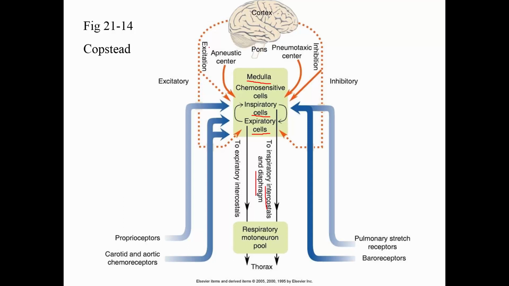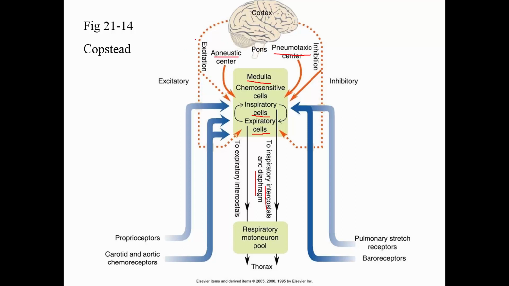We also have some pontine nuclei, and that would be the apneustic center and the pneumotaxic center that influence respiration. The apneustic center was named because when you stimulated this or tried to isolate its activity, an animal would take a big breath and then just hold it for a long time, and they wouldn't breathe. So it was called the apneustic center.